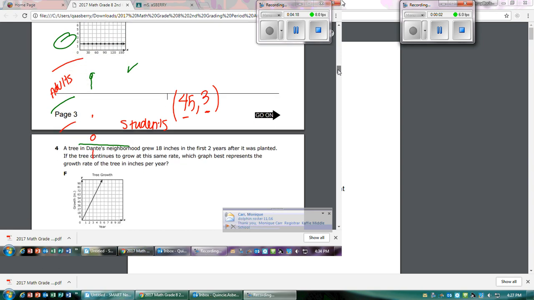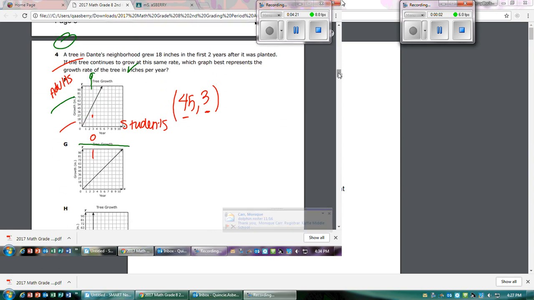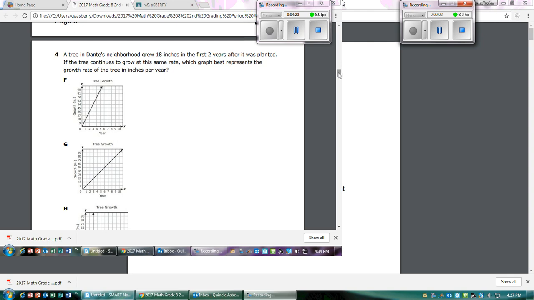Okay, let's go ahead and look at number 4. Again, it's the same way I did 3. It says a tree in Dante's neighborhood grew 18 inches in the first 2 years after it's planted. If the tree continues to grow at the same rate, which graph best represents the growth rate of the tree in inches per year? It's saying 18 inches in 2 years. My x is talking about my years, and my y is talking about my growth. So I'm looking for where on my graph it says 2 years and 18.